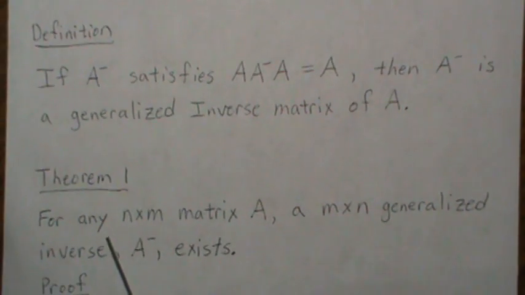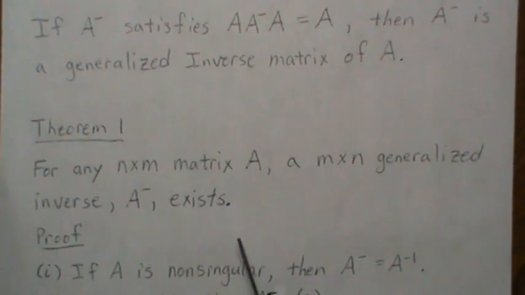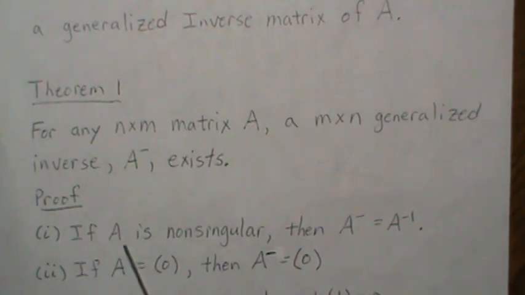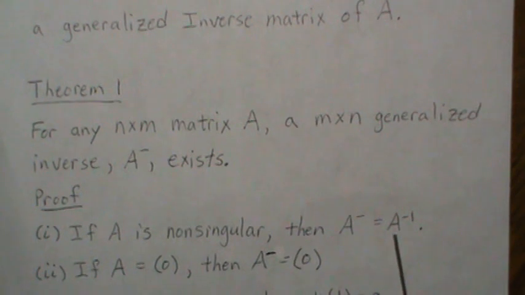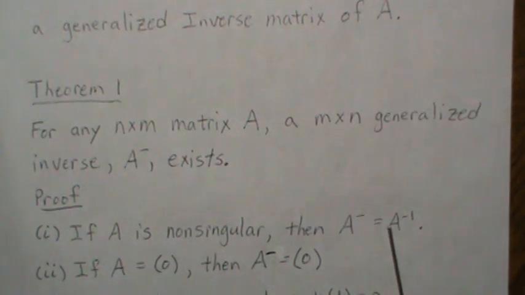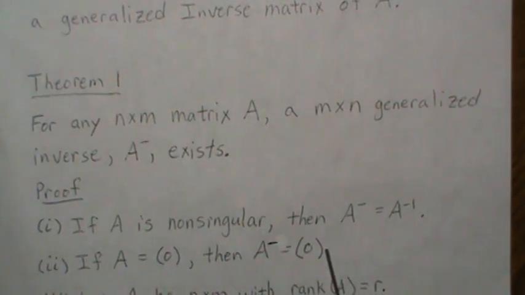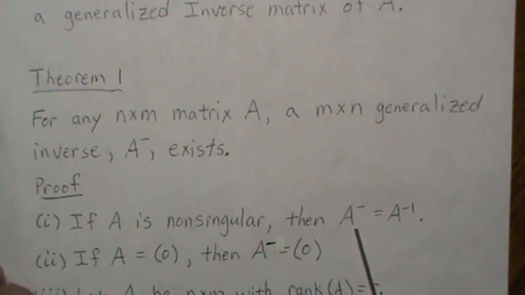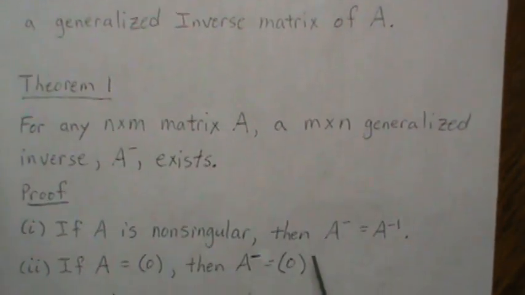So theorem 1 says that for any n by m matrix A, an m by n generalized inverse exists. And the proof is this: if A is non-singular, then let the generalized inverse equal the standard, or the normal, inverse. If it's a zero matrix, let the generalized inverse be the zero matrix. And then it's easy to show that both of those satisfy this requirement.